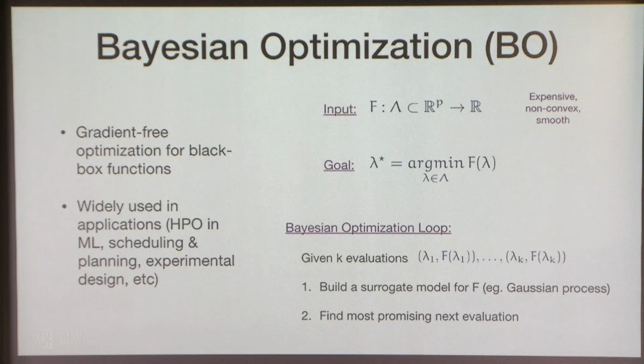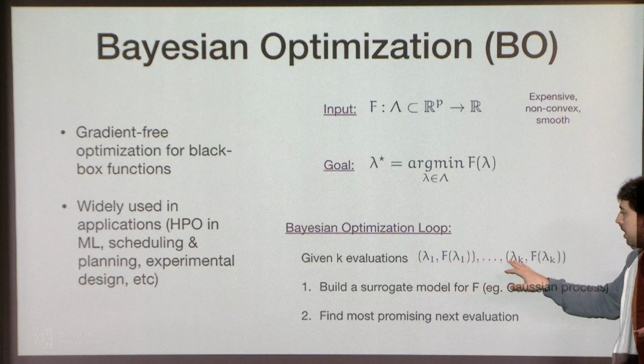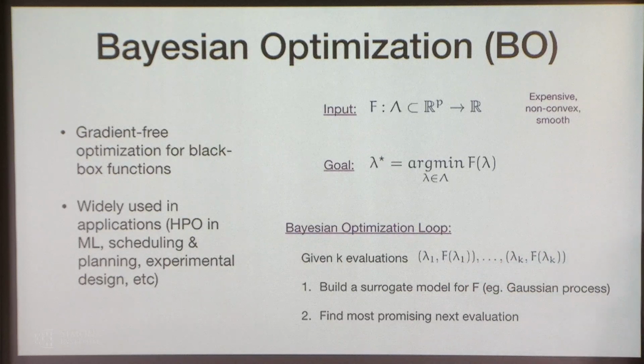And using these degrees of uncertainty and the means, we will try to find the most promising next evaluation, which typically involves solving an exploration-exploitation dilemma. We're going to have regions where we haven't collected any information, because this hyperparameter space might be really big. And in that case, there's a potential that the minimum that we're trying to find is in that region that we haven't explored. And we should probably explore a little bit more.